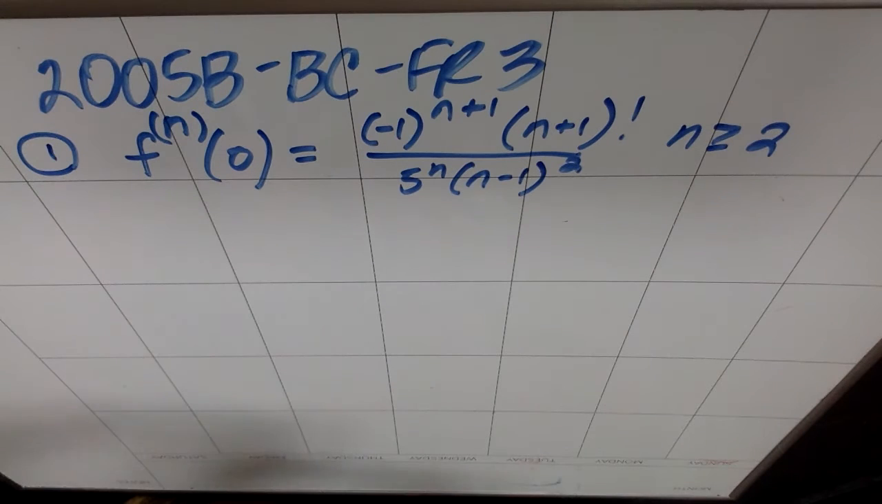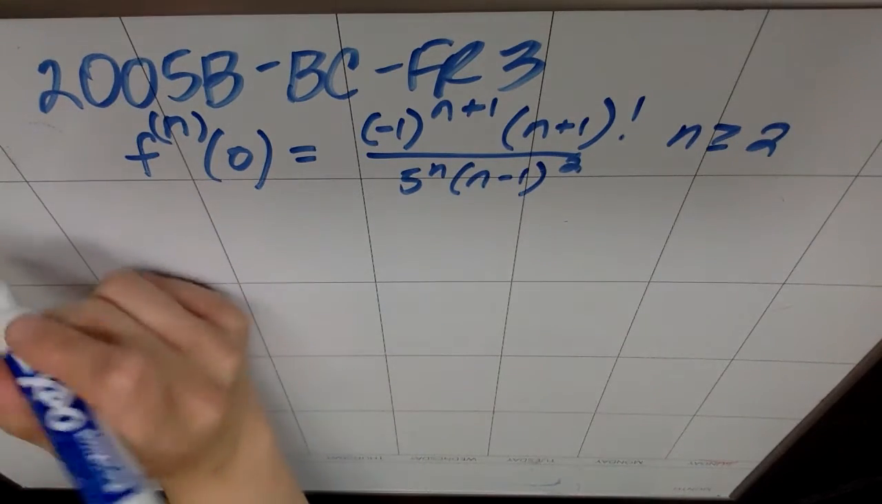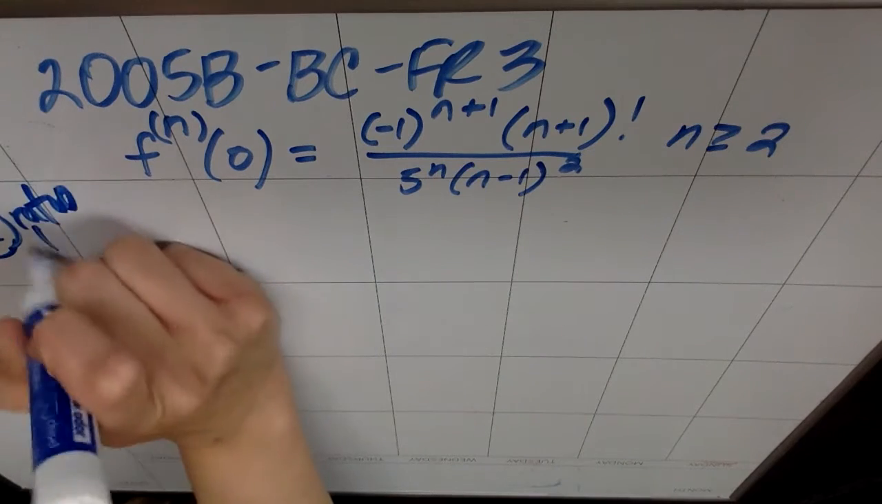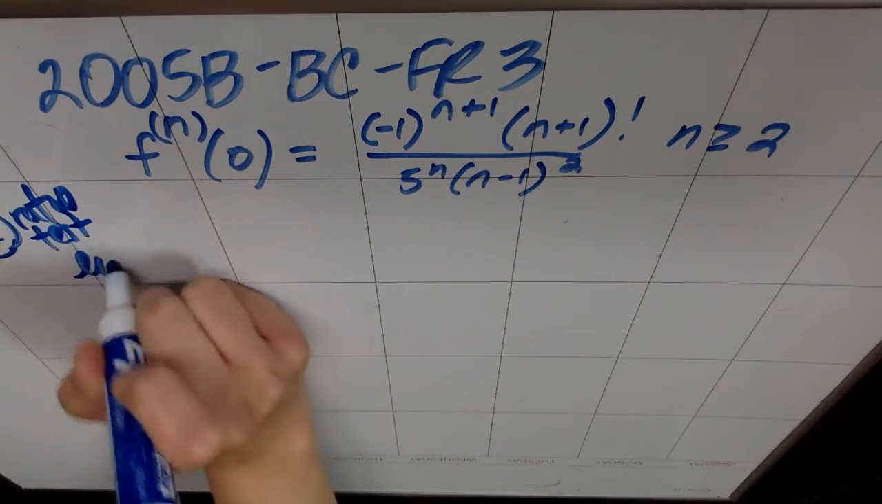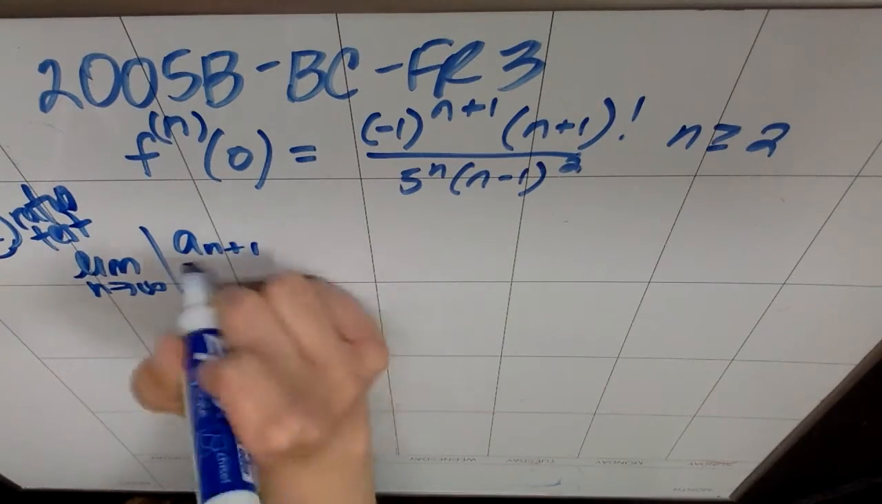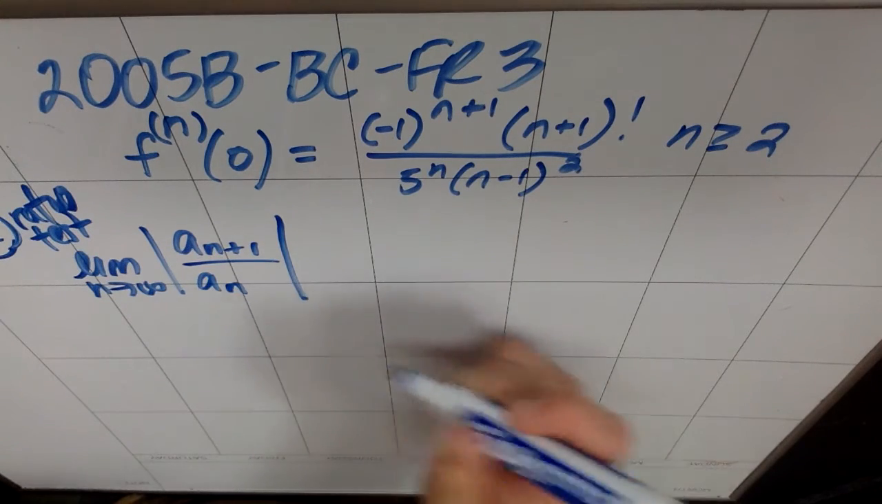Remember that when we do radius of convergence, whenever you hear that phrase, they're pretty much always talking ratio test. So the ratio test is the limit as n approaches infinity of a sub n plus 1 over a sub n. So in this situation, the nth term, right?